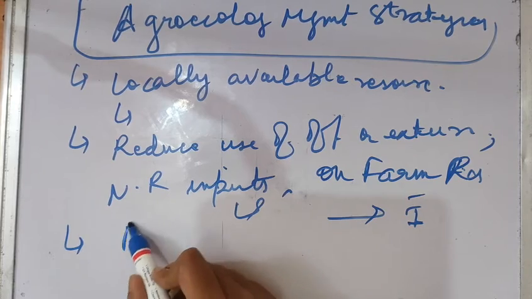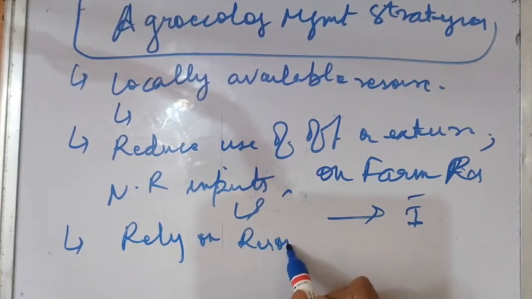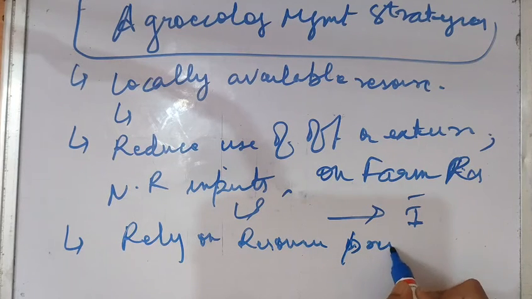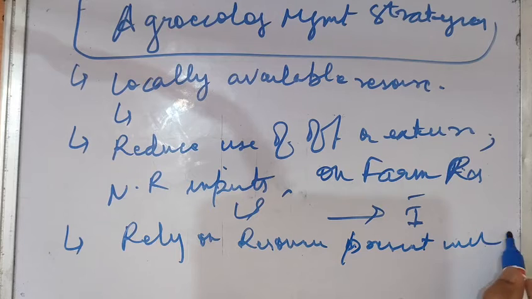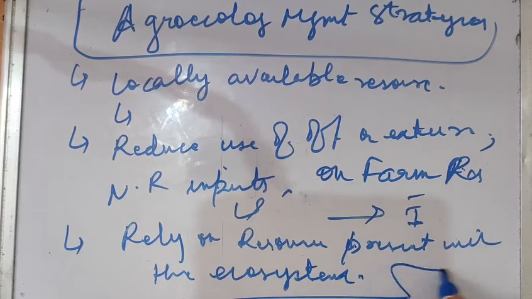And we need to rely on resources that are present within the agroecosystem. How will this help? It will not lead to genetic erosion, because every ecosystem has many kinds of resources, and we are going to use the same resources.